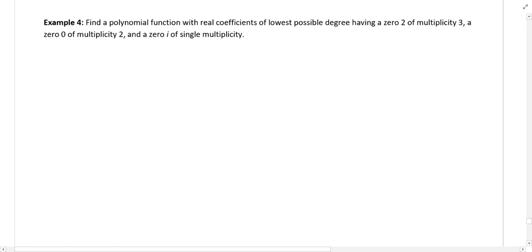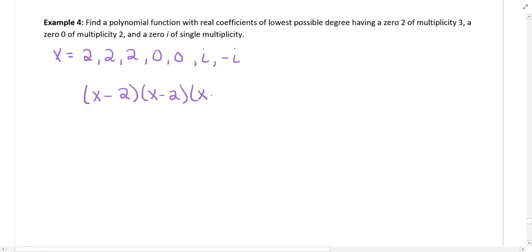So what we're looking at here is you've got an x equals 2, 3 times. You have an x equals 0, 2 times. And then you have an i with a single multiplicity, but these come in pairs, so you have a negative i. So if I set this up as x minus my zeros, it's going to look like this. x minus 2, 3 times. Okay, x just by itself, minus 0.